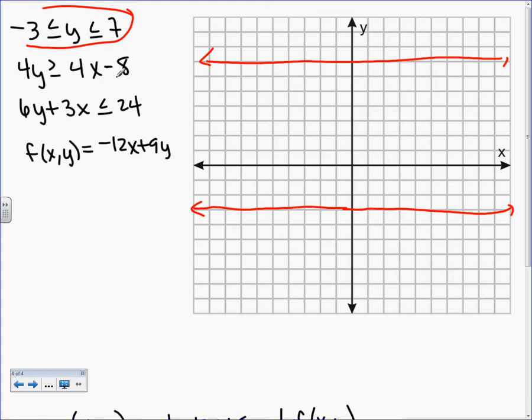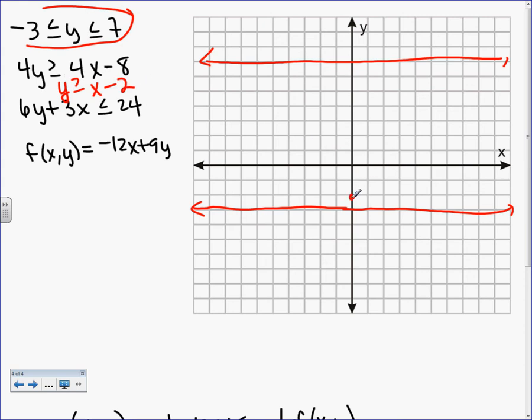So now we need to graph these other 2. We have to put them in slope-intercept form. That should take us like 2 seconds. Let's put this one in slope-intercept form. What do we get? Y is greater than or equal to x minus 2. Very good.